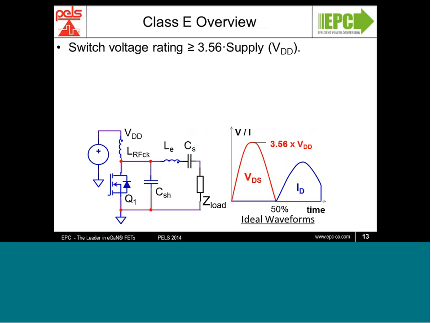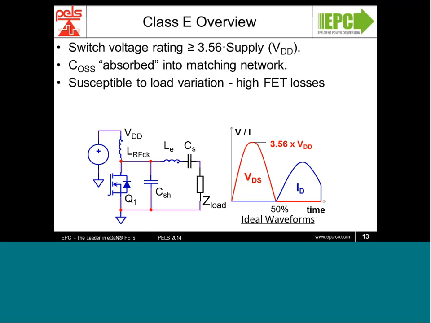The output capacitance of the device is absorbed, so to speak, into the matching network, which comprises the shunt capacitor, CSH, and the extra inductor, LE. Those two components are technically not absorbed, but they are part of the circuit and are therefore very important in choosing the right switch for that topology.